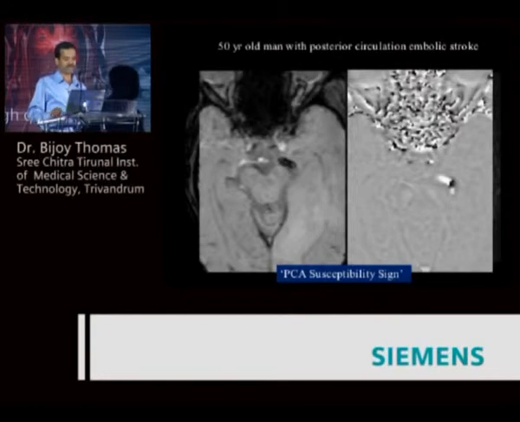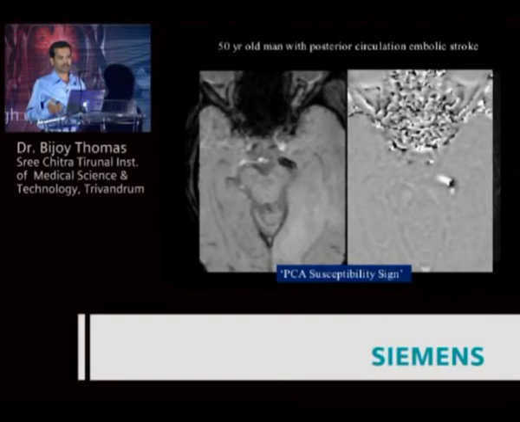So how many of you actually heard about a PCA susceptibility sign? Dense PCA sign is seldom described on CT scan because it is very difficult to detect, because you see the tentorial margins are hyperdense and your diagnostic confidence is quite low. Whereas in a posterior circulation stroke, the susceptibility sign is very, very useful, especially when you are using susceptibility weighted imaging.